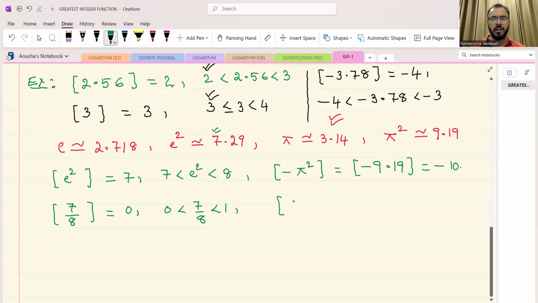Or integral part of minus 13 by 4. Minus 13 by 4. Okay, so its value is minus 4 because minus 13 by 4 lies between minus 4 and minus 3. Okay, I'll take a little break and I'll write that greatest integer function definition. After that, I'll draw the graph of greatest integer function.